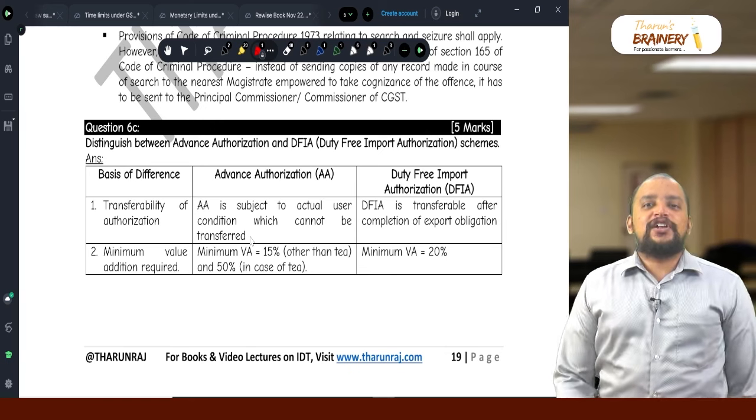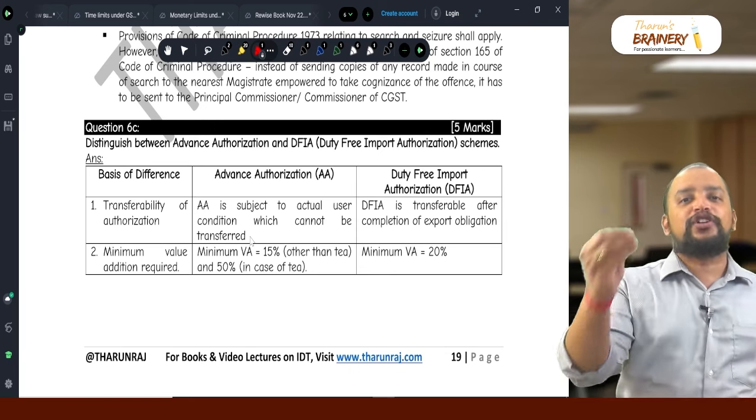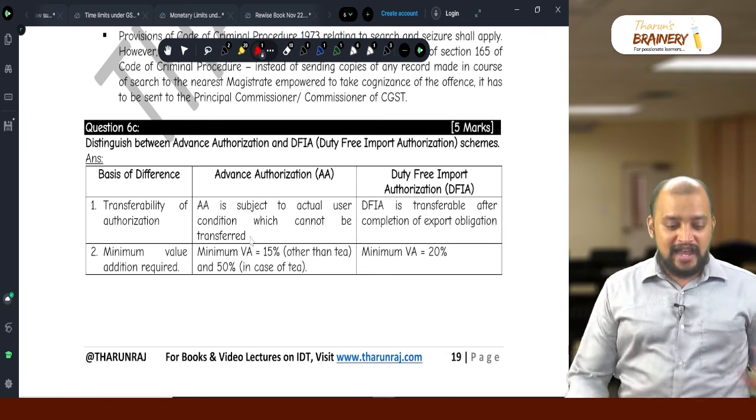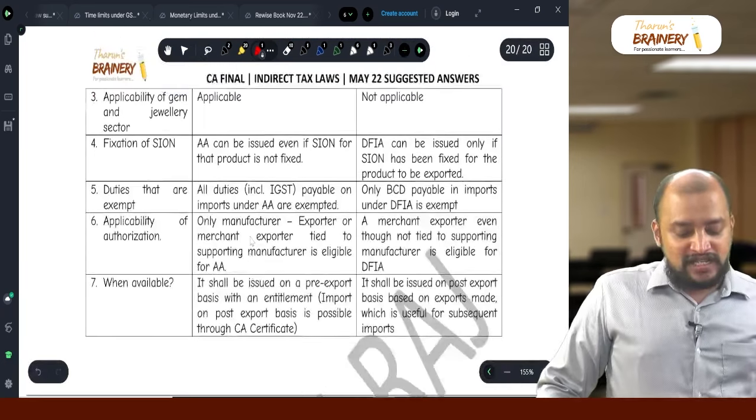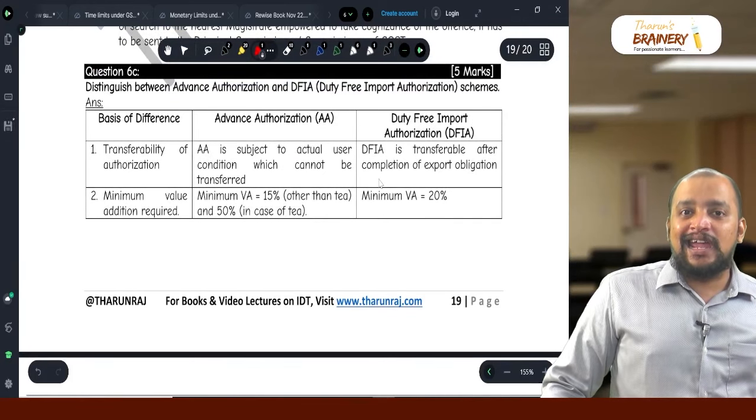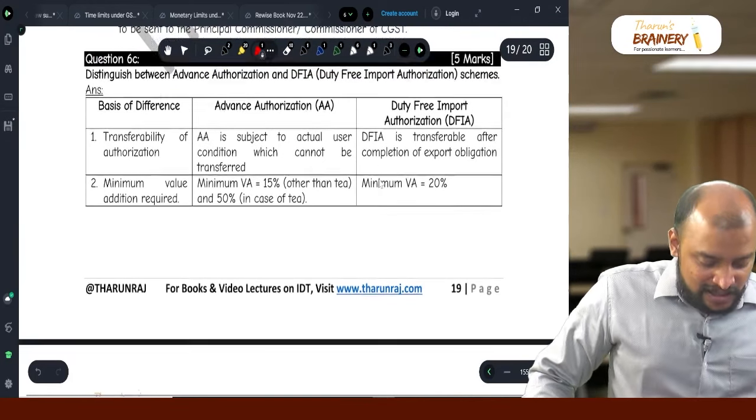Distinguish between advance authorization and duty free import authorization. Copy paste, same thing I have given in my book. Okay, so that question has been asked for 5 marks. Difference between AA and DFIA. Okay, it's a theory question.